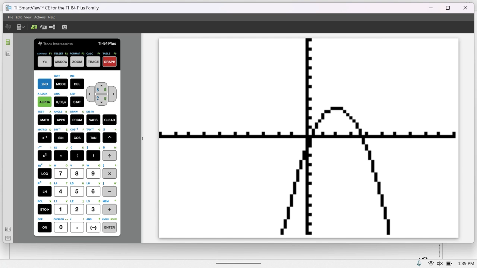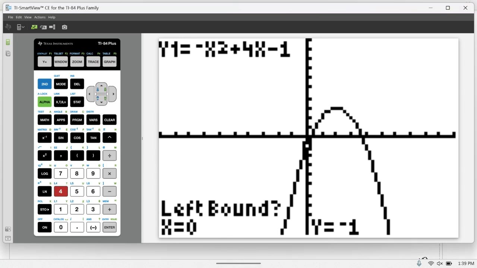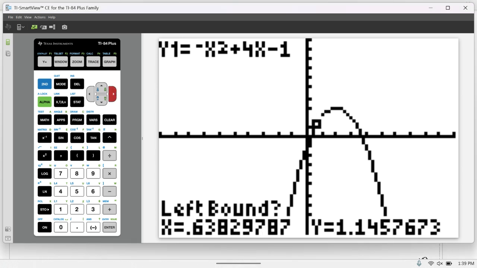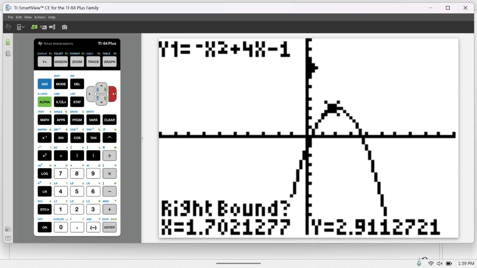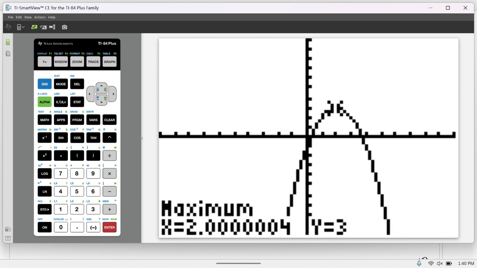All right. I'm going to calculate the vertex. So second trace, we know it's a maximum, so I'm going to hit 4. Left bound is going to get slightly left of the vertex. Hit enter. Right bound, I'm going to get slightly to the right of the vertex. Hit enter. Guess be about right there. So my vertex is at 2, 3. So my max value is 3.